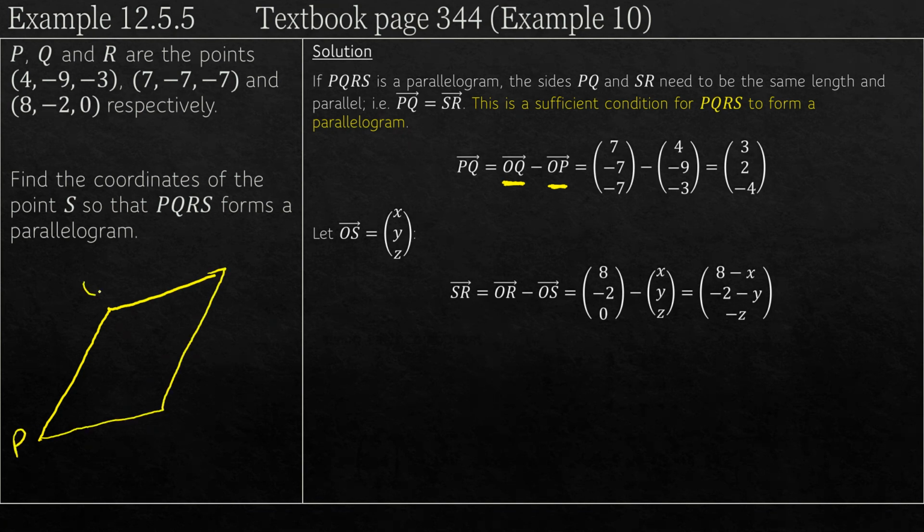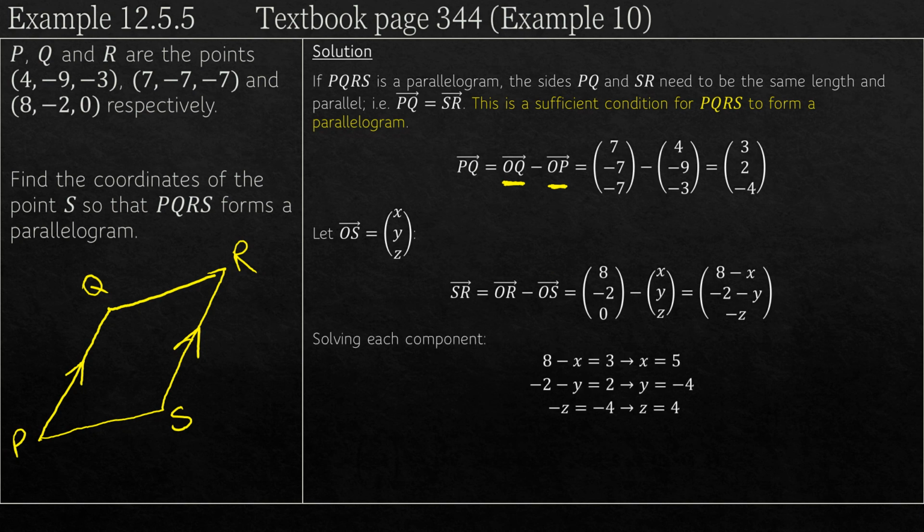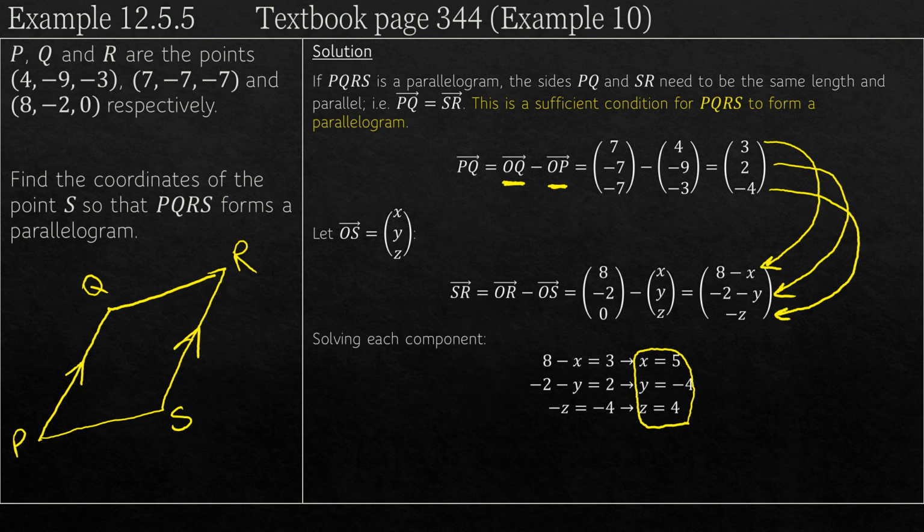so this is P, Q, going around in order, P, Q, then R, then S. SR is this vector here, SR, and PQ from a diagram you can see must be exactly the same vector, same length, same direction. So this is SR, this is PQ, they have to be the same. In other words, 3 must equal 8 minus x, 2 must equal minus 2 minus y, and minus 4 must equal minus z. Solving each of those components, I get x is 5, y is minus 4, and z is 4, which gives us the coordinates of point S.